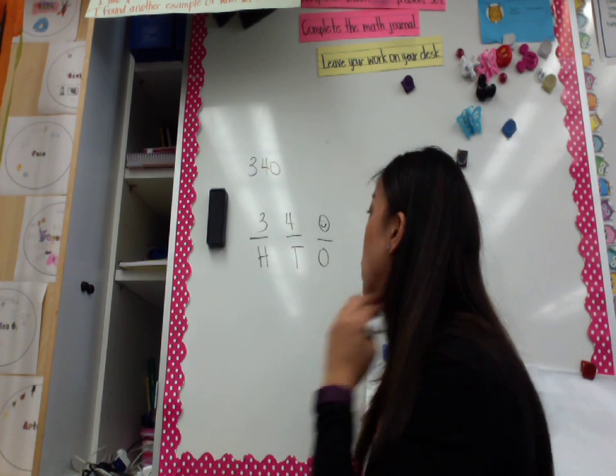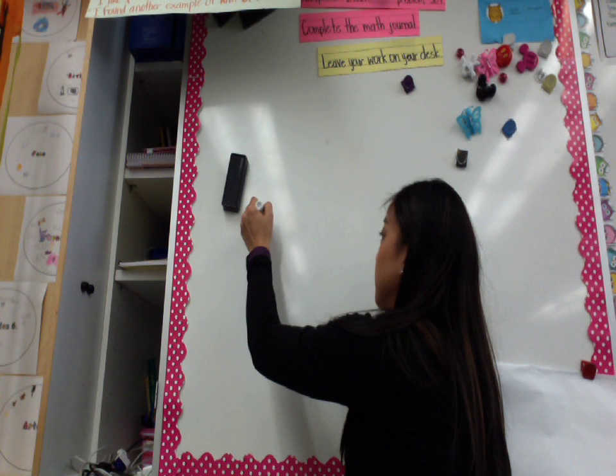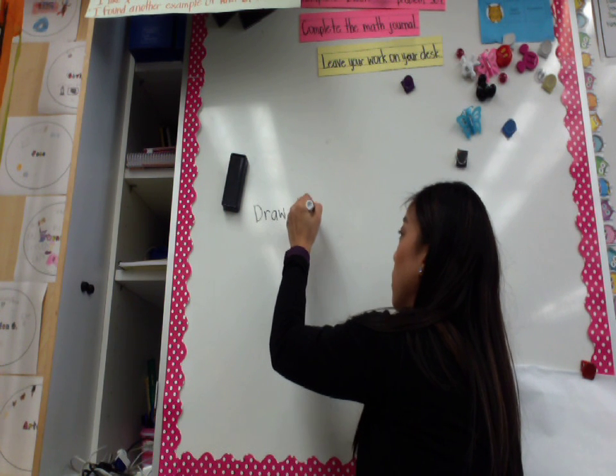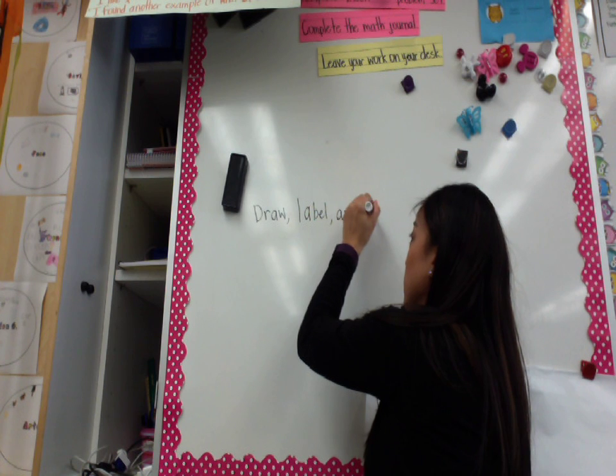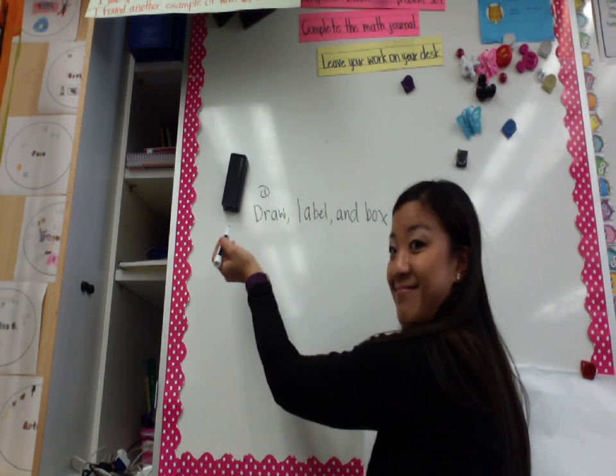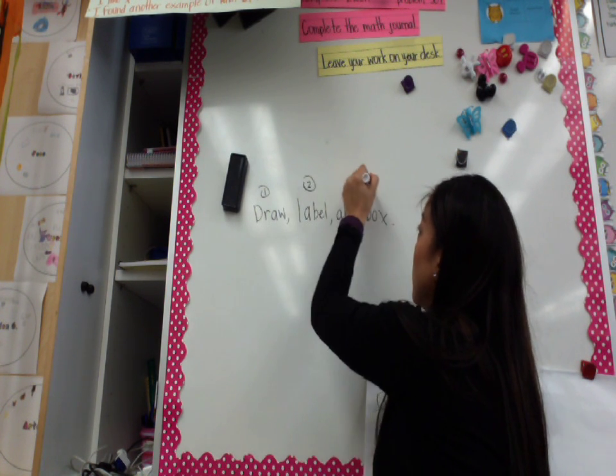Okay? So today, you're going to have to learn how to count by hundreds, tens, and ones, which we kind of practiced yesterday. So if you're counting by hundreds and you're counting the value, how much it's worth, you count 100, 200, 300, 400, and so on. If you're counting by tens, you go 10, 20, 30, 40, 50, and so on. And then ones, 1, 2, 3, 4, 5. You know that. Okay. So today, you're going to have to draw, label, and box numbers.